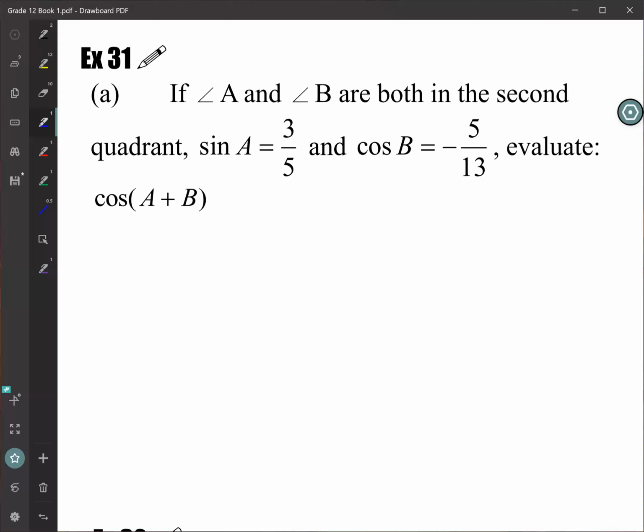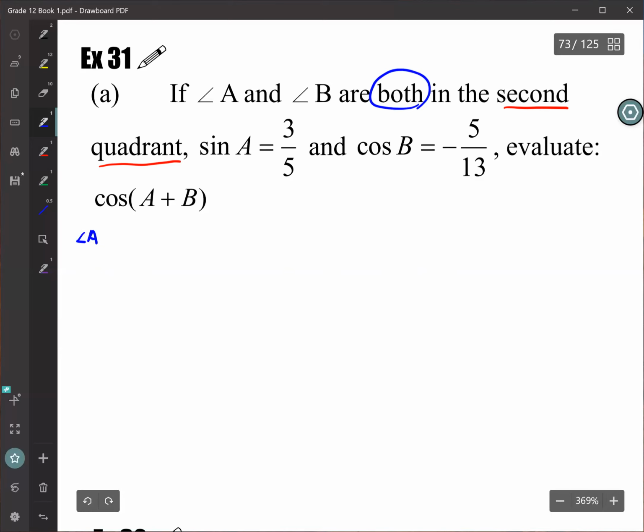You have the quadrant, so you can draw the triangle and use Pythagoras. Okay, we could draw the angle out first. Yeah, they do tell you the angles are in the second quadrant, right? So we can draw it out. Let's draw it out first. So they are both in the second quadrant. Let's write it separately. Angle A, angle B. Angle A is in the second quadrant, right? Angle B is also in the second quadrant. They are probably different angles, right? So let's make it different.